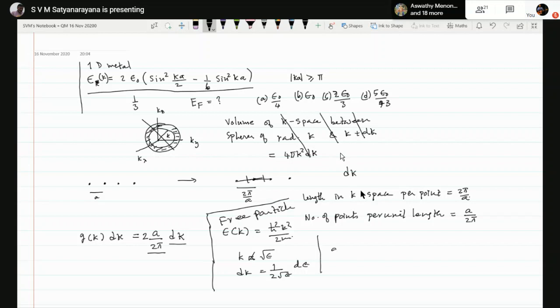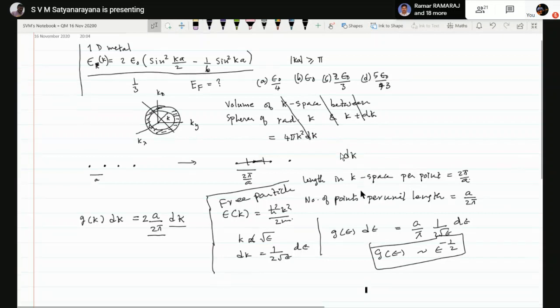There the density of states g of epsilon d epsilon, dA by pi dk, will be simply 1 by epsilon. So g of epsilon will go like e to the power minus r. But what is the case of the free particle?